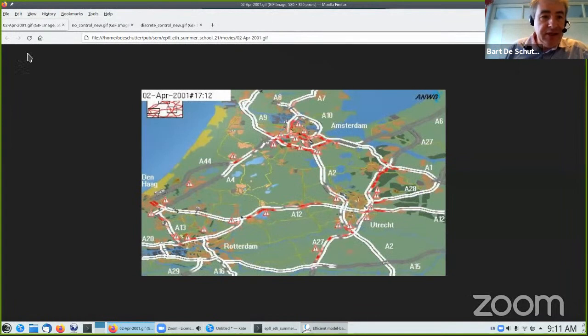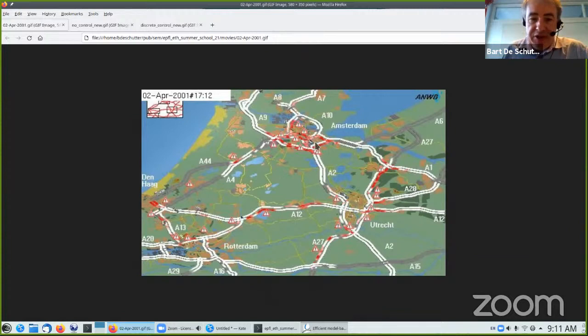So what you see here is a map of the Netherlands. And we have big cities like Rotterdam, Amsterdam, Utrecht. And the white lines represent highways. The red spots represent traffic jams. And this is an image from the website of the Automobile Association, and they would typically describe the current situation on the highway.